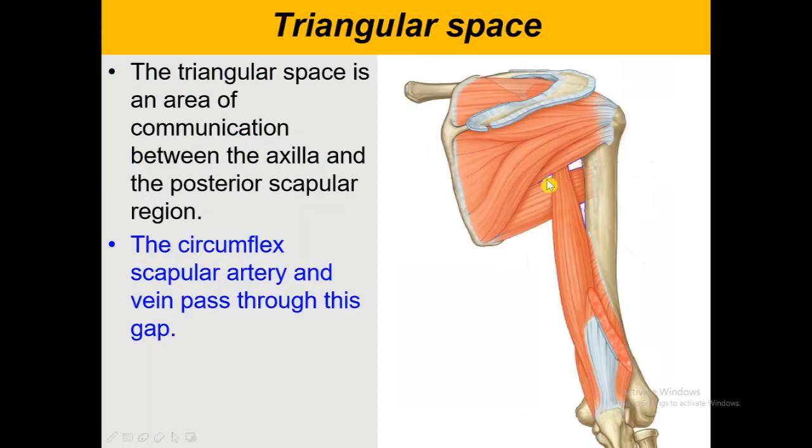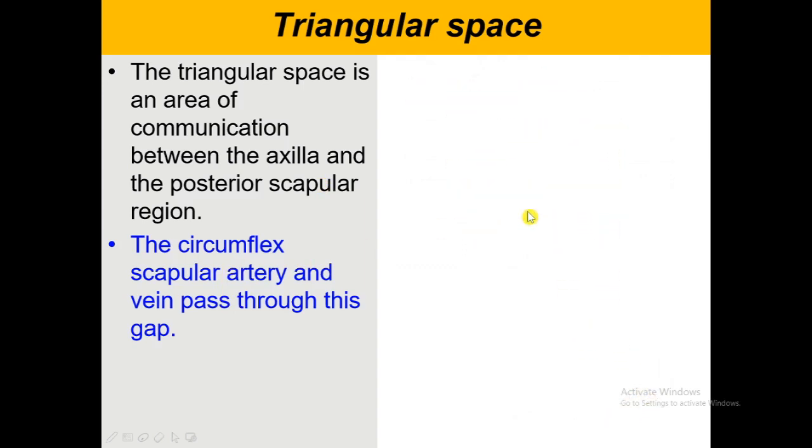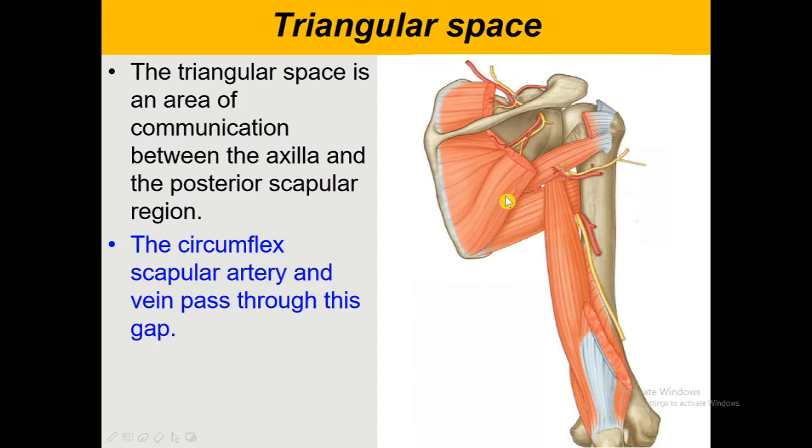Triangular space. In this triangular space we have superiorly teres minor, inferiorly teres major, and laterally the long head of the triceps. This small space communicates between the axilla and the posterior scapular region, and the circumflex scapular artery and the vein pass through this gap. You can see this here. The artery is only mentioned in this diagram.